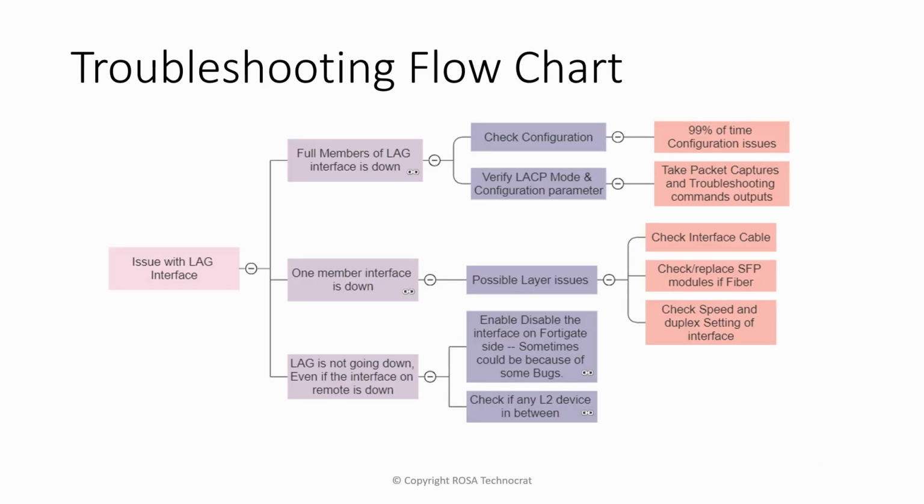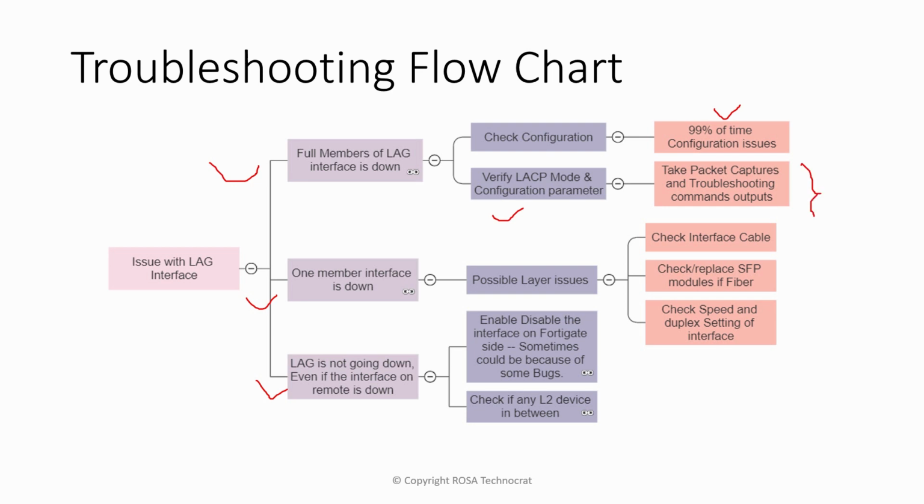I have just drawn a flow chart of what you should do if you are facing issues with LACP. Either all the members of the LAG are down, or one member of the LAG is down, or the LAG is not going down even if the interface on the remote is down. In case all members are down, check the configuration, because the LAG is not coming up at all, and 99% of the time it's because of config issues. You can also verify the LACP mode and configuration parameters as I had shown, and take packet captures.